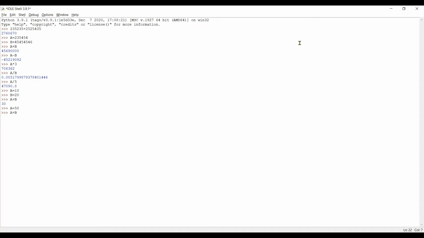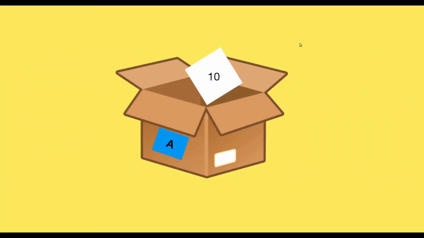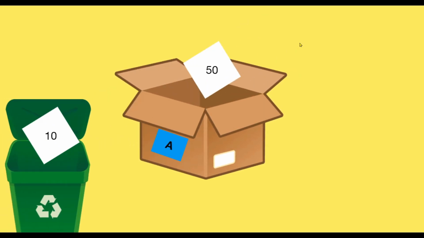Just go for a guess. What will be the answer? Will I get 30 or 70? We will get 70, because let me show you what happens. Whenever we assign a new value to the existing variable, the old value will go away and the new value will be stored inside this particular box. So this is what happens.